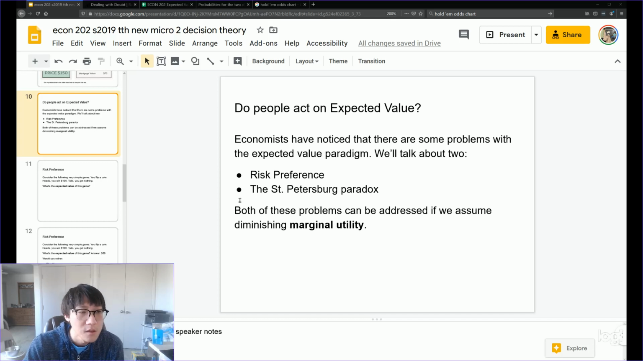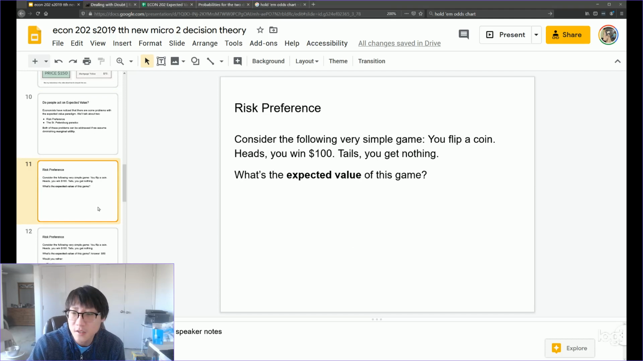Okay, so let's have a look at this game. Very simple game. All we're going to do is flip a coin. If it comes up heads, you lose $100. I'm sorry, you win $100. And if it comes up tails, you get nothing. So what's the expected value of this game?